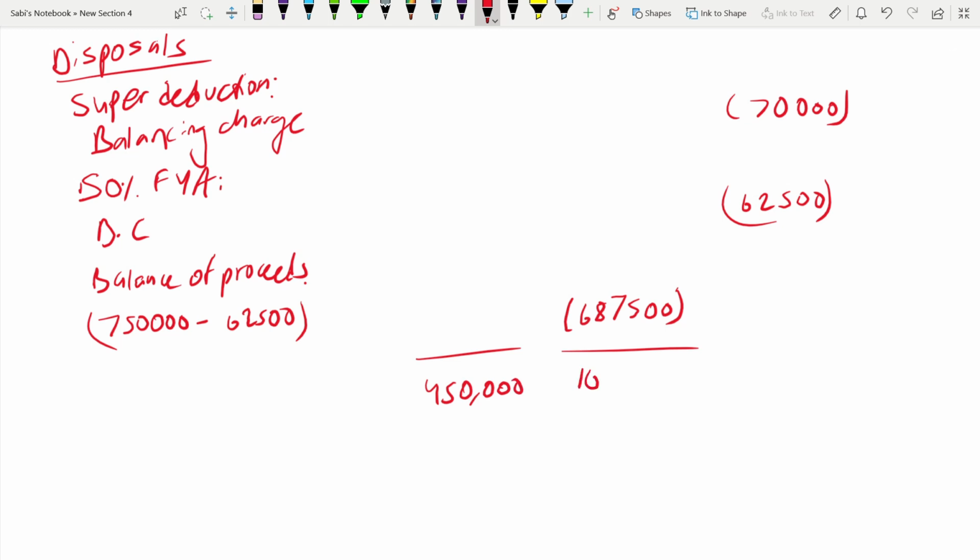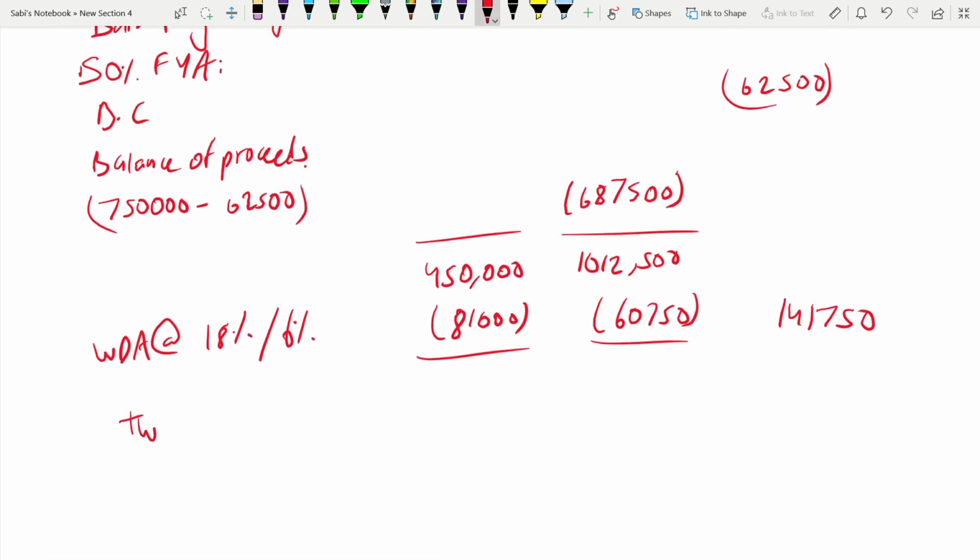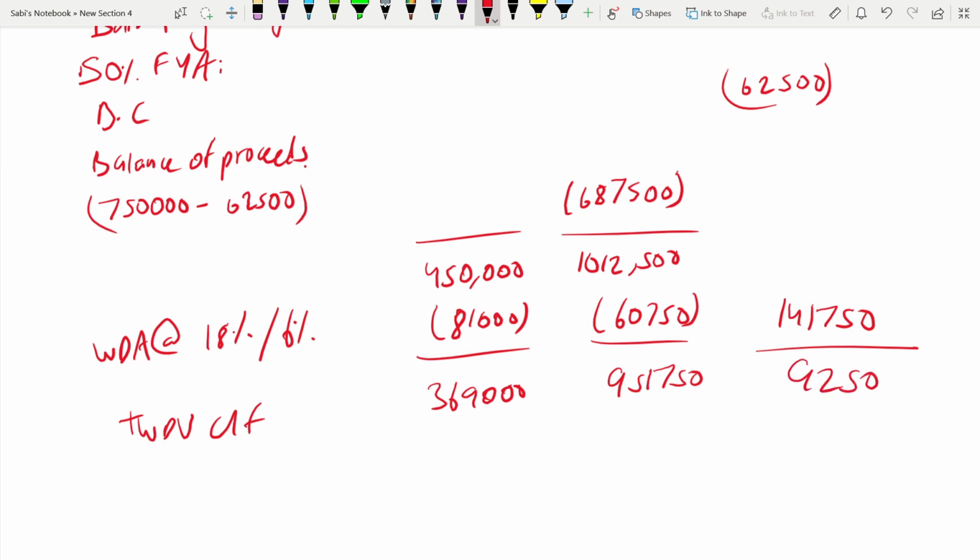Special rate pool 1,500,000. Deduct the WDA. Add 18% for main rate and 6% for special rate. 81,000 and 6% will be 60,750. So this is also an allowance, 141,750. Tax written down value carried forward 369,000, 951,750, and allowances will be 9,250. This is the total. This will come down, 9,250. This is the total allowances.